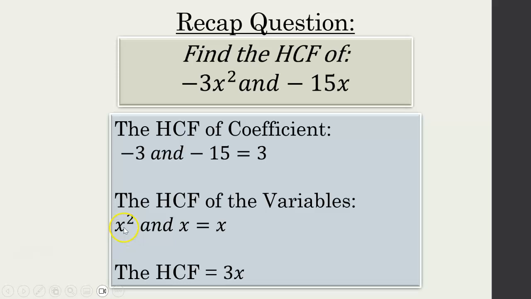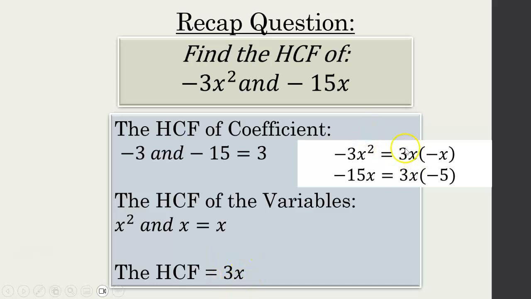Remember, x squared is just x times x, and x is just x by itself. So the greatest thing I can divide both of these by is x. I could divide this by x squared, but I couldn't divide this by x squared. So the greatest thing I could divide both of them by is x. So the highest common factor of this is going to be 3x.